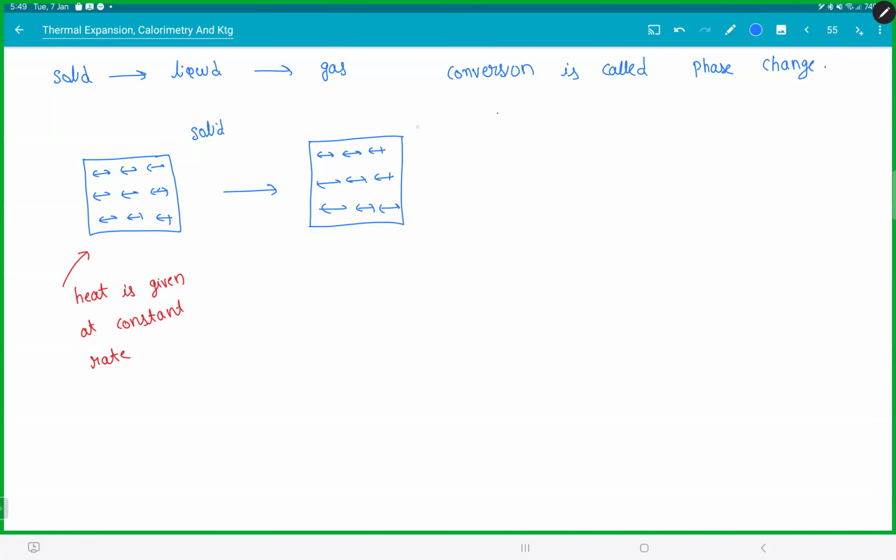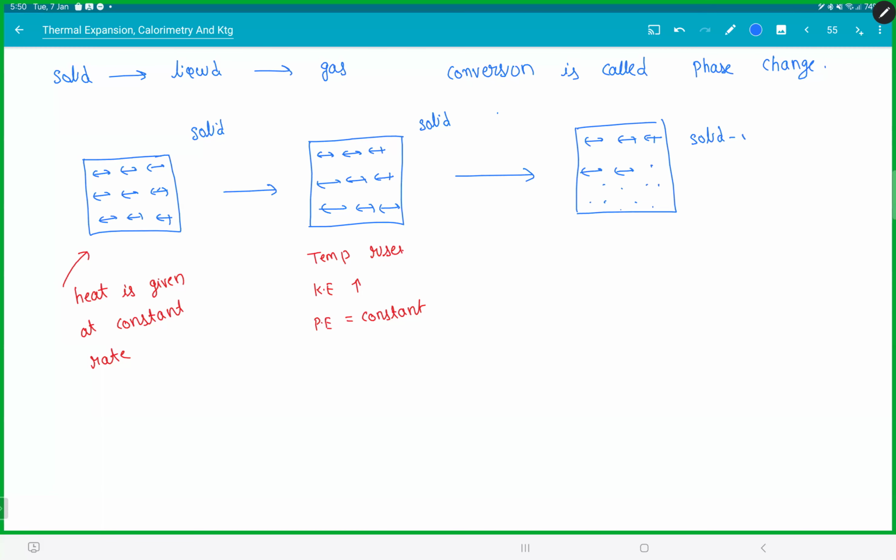Temperature rises. It still remains solid, but temperature increases because the kinetic energy increases, whereas the potential energy remains the same. Now, if you continue to give more heat, what will happen? That energy is used to break the bonds. So the solid-solid bonds will break. Still there is some solid, but the remaining is becoming water. So now you get a solid and liquid mixture.